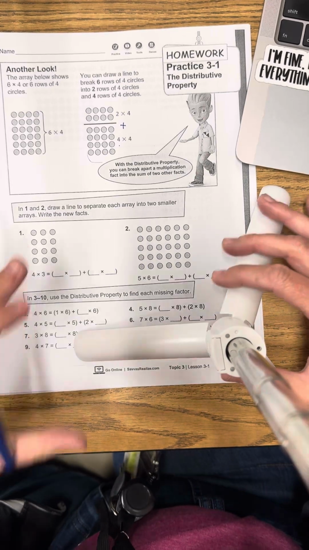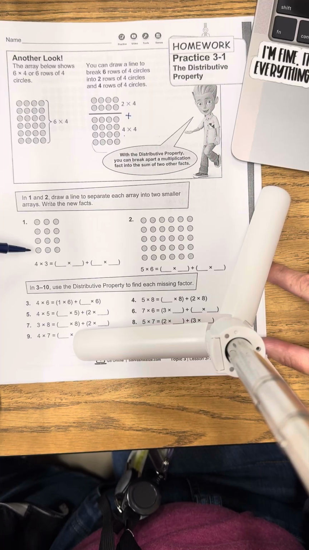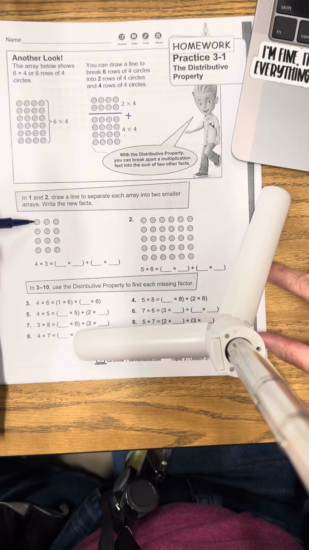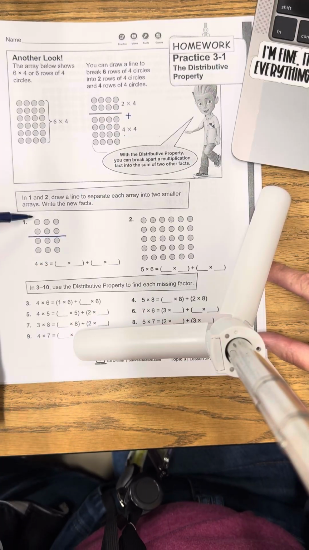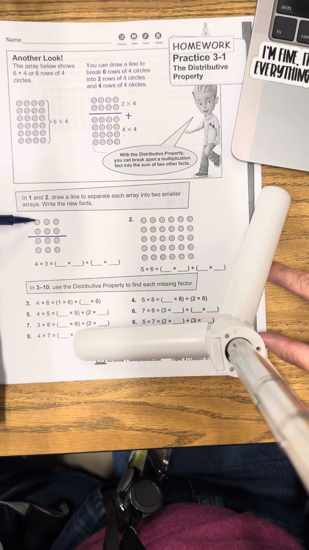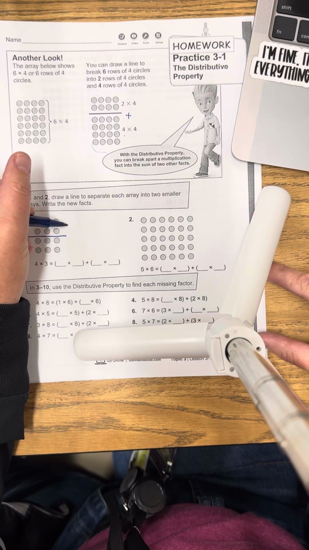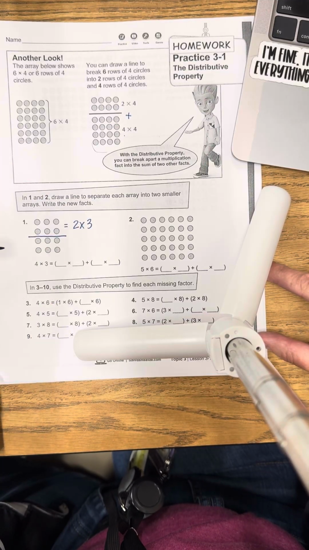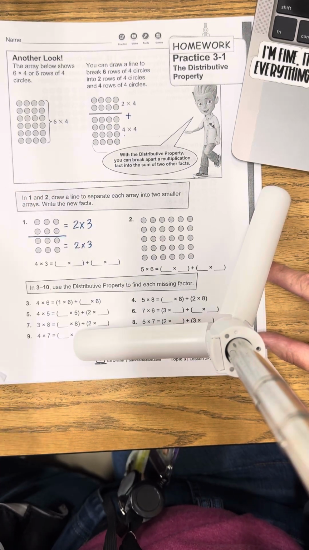2 times 4, 2 rows of 4, plus 4 times 4, which is 4 rows with 4 in it. So as the kids get working tonight, in 1 and 2, they've drawn arrays for you, and they ask you to separate them into 2 smaller arrays. So we found in class today that when we have an array with 4 rows, it's nice to split them into a doubles problem, 2 rows plus 2 rows. So then this top piece of the array gets a new equation, and it is 2 rows with 3 in each row, 2 times 3.